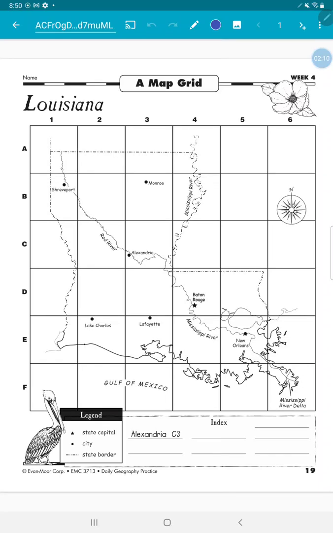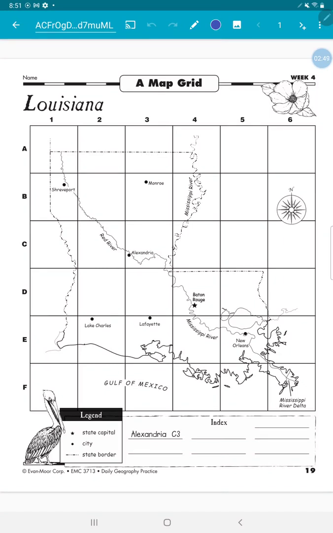They can also have something down here at the bottom, like you see, called an index. So you might look at that index and find the name of the town you're looking for, and here it says Alexandria. And it says that Alexandria is located in C3. So that tells me I need to go to letter C and over to the number 3. And in that area is where the city of Alexandria is located. So those grids help you to be able to find stuff.